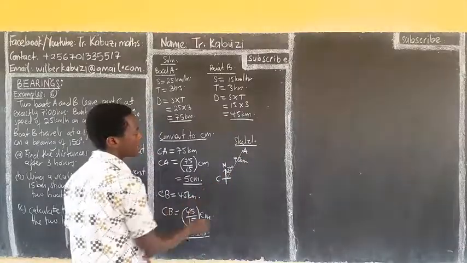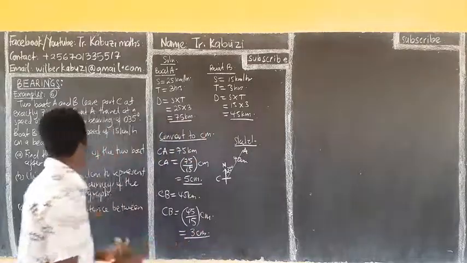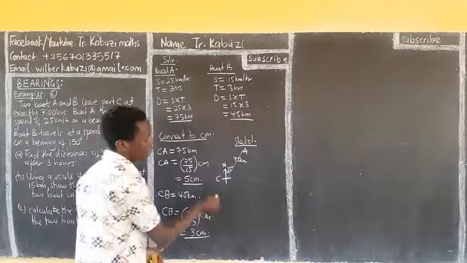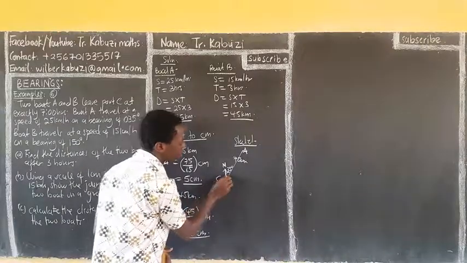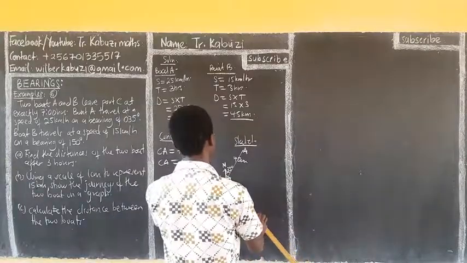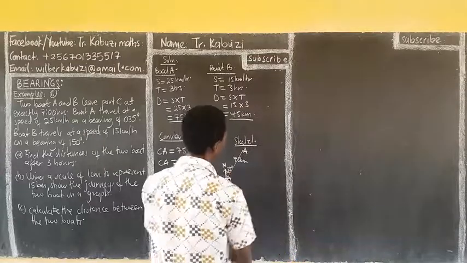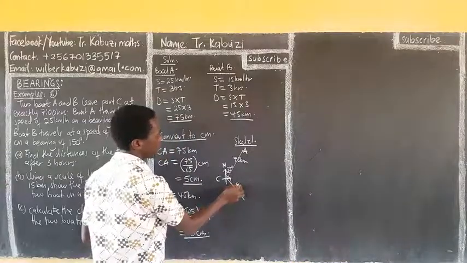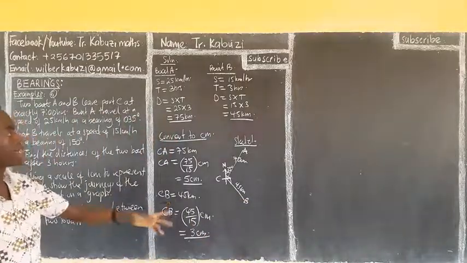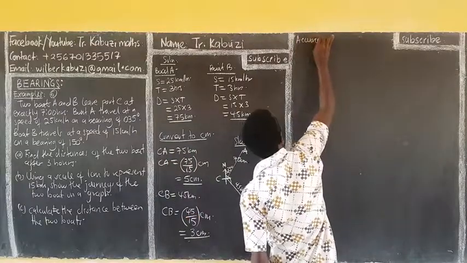Then from C, boat B is moving at a bearing of 150 degrees. So 150 degrees means it's going to be farther. 150 is beyond 90. So from here, I'm assuming it's my 150. Then they are telling me that this is the 45 kilometers, and this will be boat B. So now I can use this sketch to draw the accurate diagram.